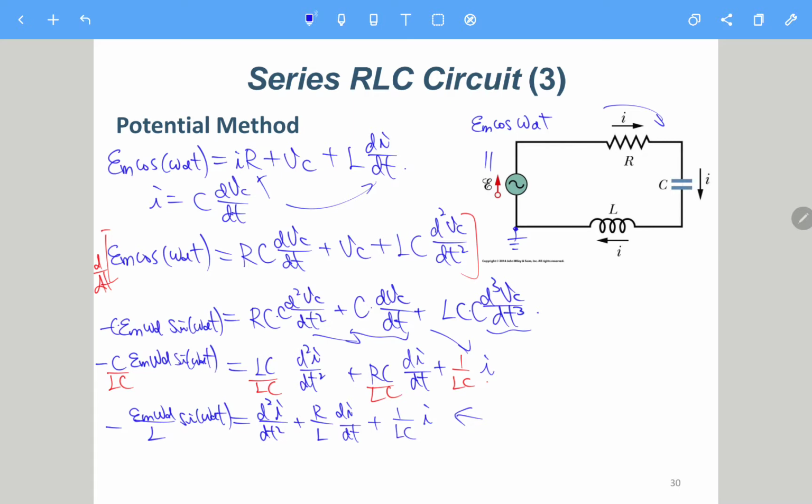And suppose we only consider the steady state, which means when t tends to infinity, the complementary solution will tend to zero. So we only consider the particular solution, but still we need to actually solve for this one.